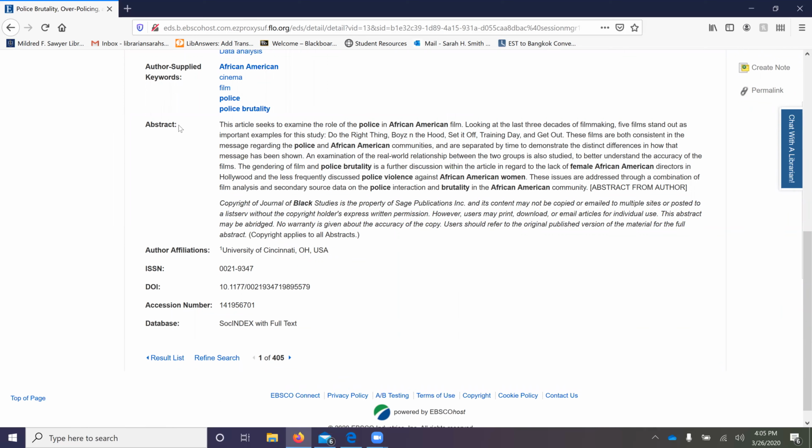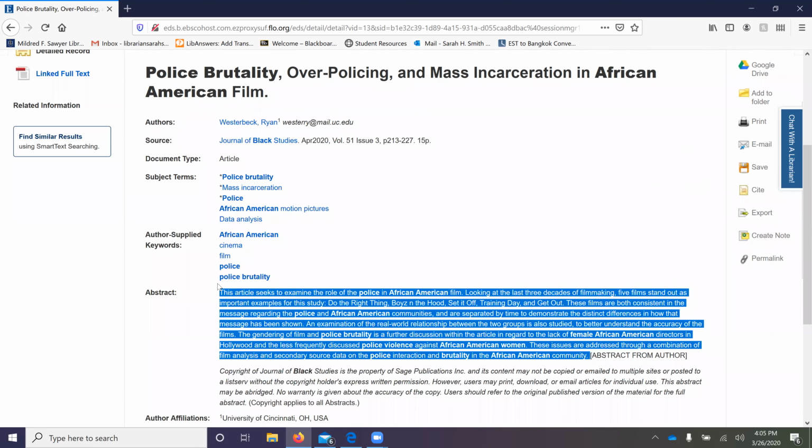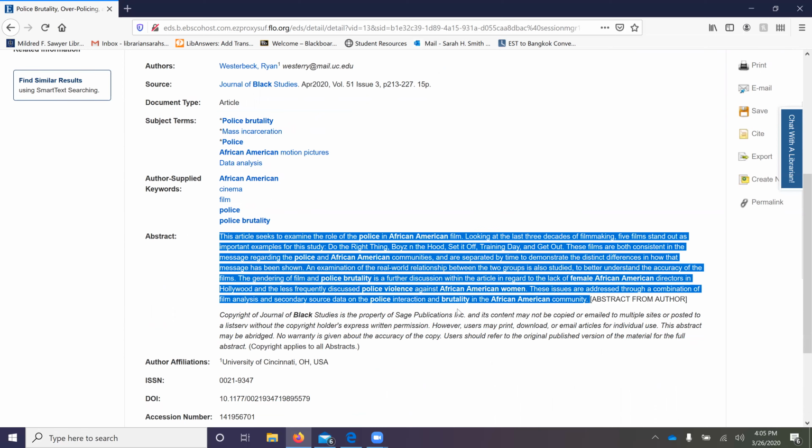So here we have the abstract. That is my favorite section of the record. The abstract is a 1-paragraph summary located right below the keywords or subject terms. So the abstract will tell you exactly what the article is about without having to read the entire thing.